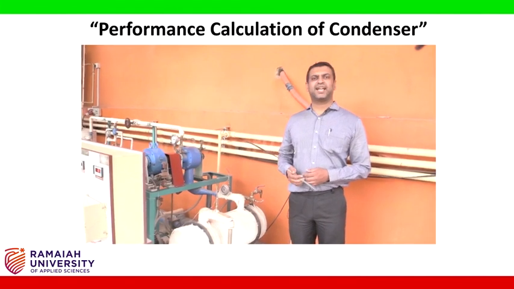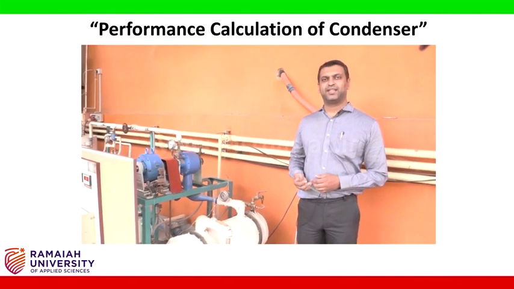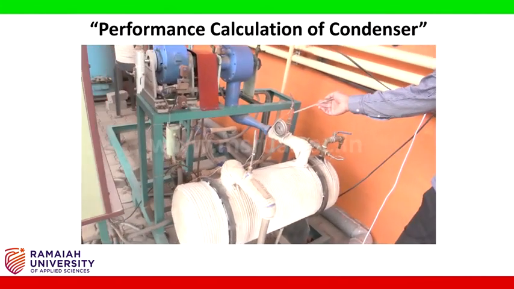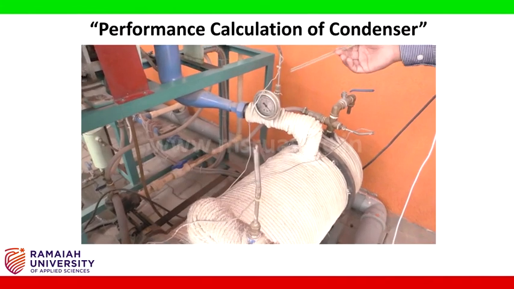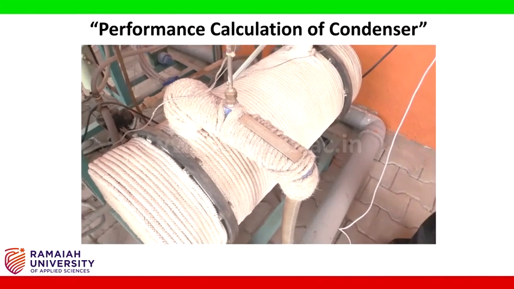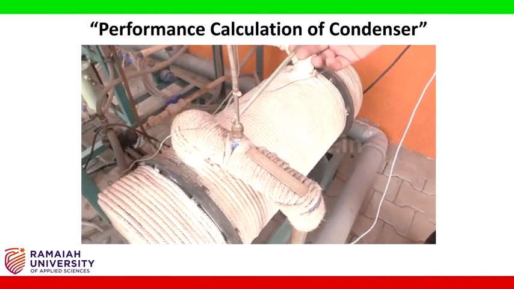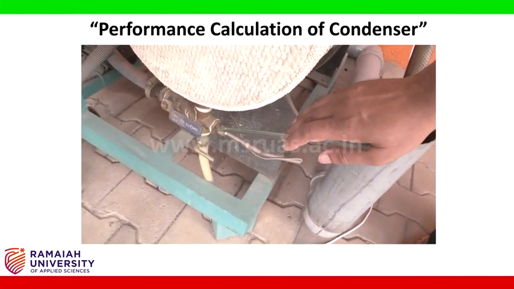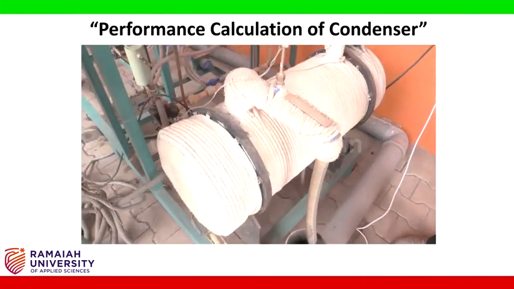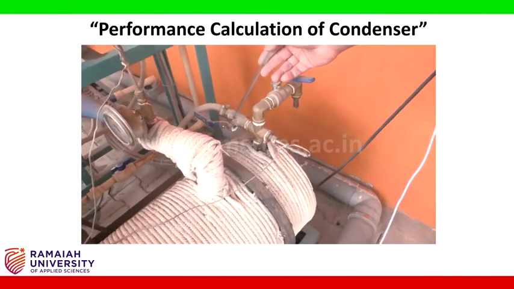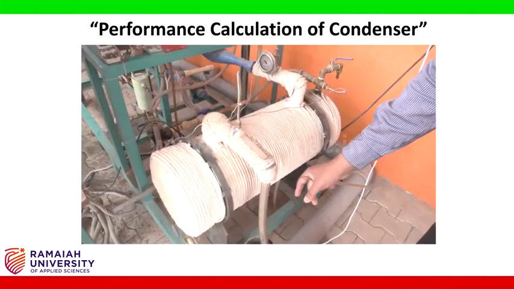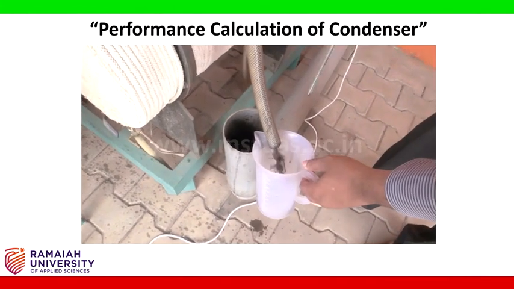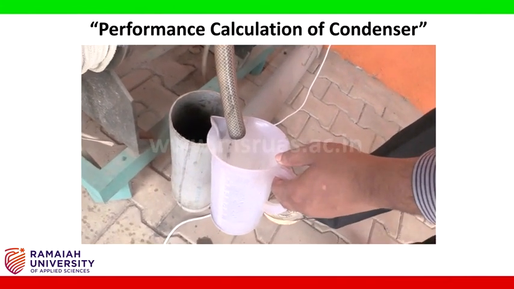Now let us start the condenser efficiency experiment. In this experiment, we are going to measure the temperature at the turbine outlet and the temperature of steam which is coming out of the condenser. We are going to measure the temperature of inlet cooling water, and we are going to measure the outlet cooling water temperature. The condensed steam mass flow rate can be measured by measuring the outlet of the condensed steam.